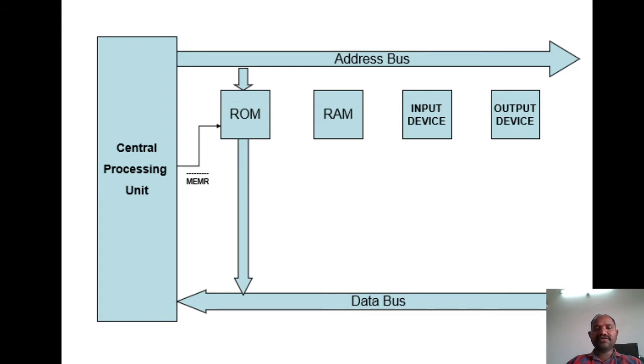Okay, now the ROM device is connected to the address bus as well as the data bus, and it is going to be controlled by the control signal called the memory read signal, which is coming from the central processing unit. Similar to that, we are going to have the RAM memory. RAM is not a permanent memory, it is a temporary memory. ROM is a permanent memory, and RAM is a temporary memory.